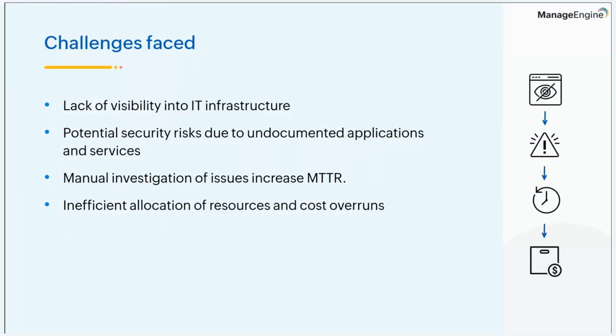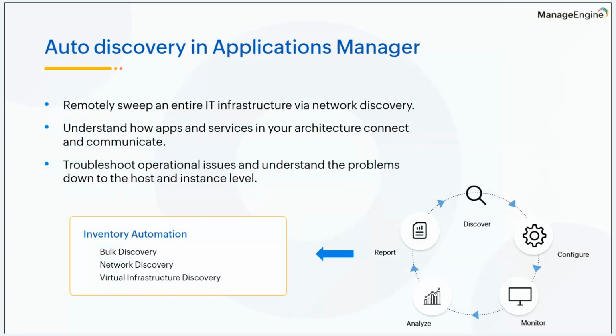That is where Applications Manager, with its comprehensive application performance monitoring and infrastructure monitoring capabilities, emerges as the perfect solution. So here, as you can see, with a single click, Applications Manager can immediately discover the servers, services, applications, and all the other infrastructure elements that are present within your IT environment. And to discover these resources across the IT infrastructure, 3 methods are used. One is the network discovery, the second one is the bulk discovery, and the third one is the virtual infrastructure discovery.